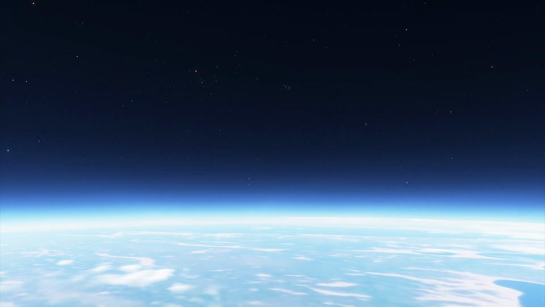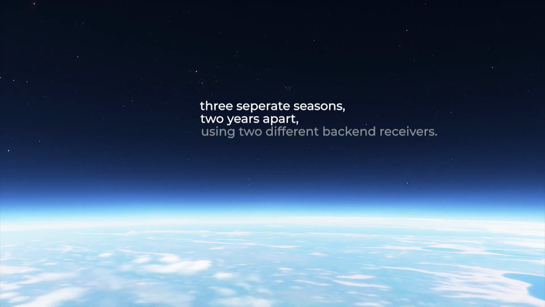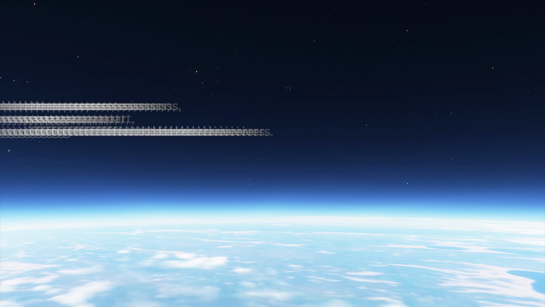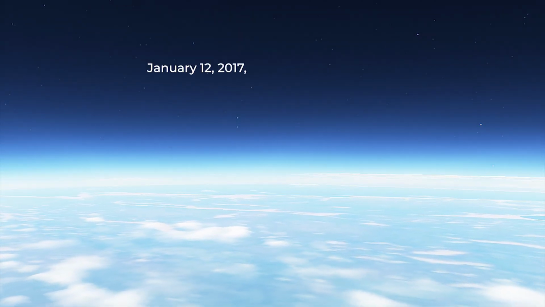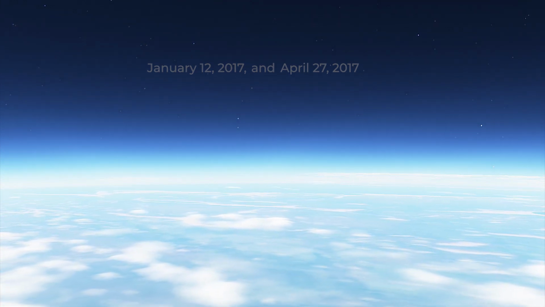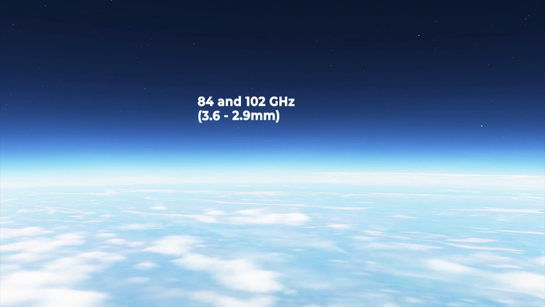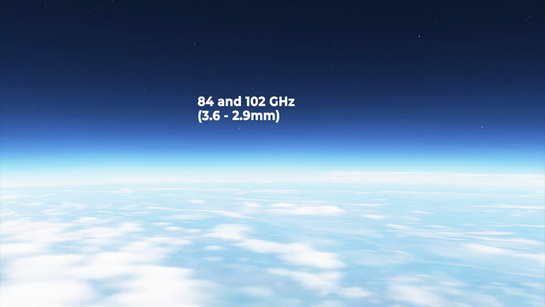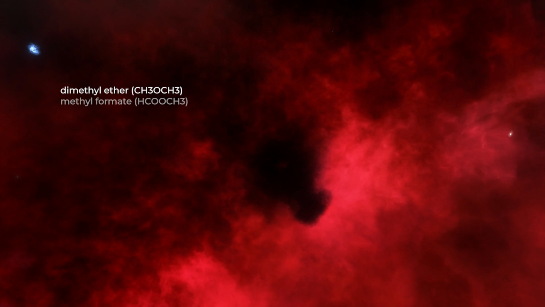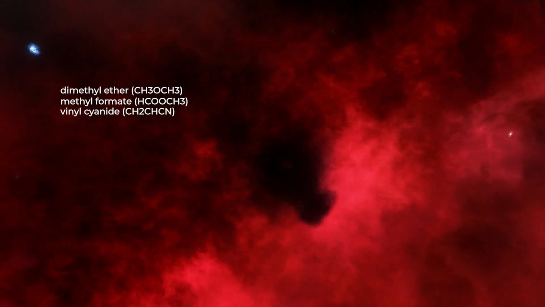Molecular line observations were made during three separate seasons, 2 years apart, using two different back-end receivers. The first observing shifts between January 12, 2017 and April 27, 2017, with 10 tunings between 84 and 102 gigahertz, 3.6 to 2.9 millimeters, the researchers explained. The observations detected dimethyl ether, methyl formate, and vinyl cyanide.